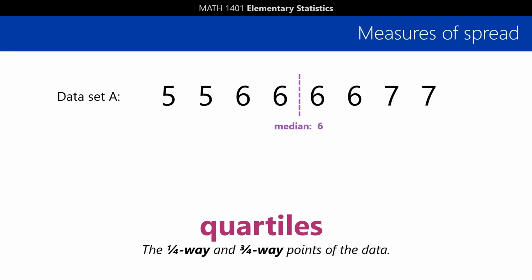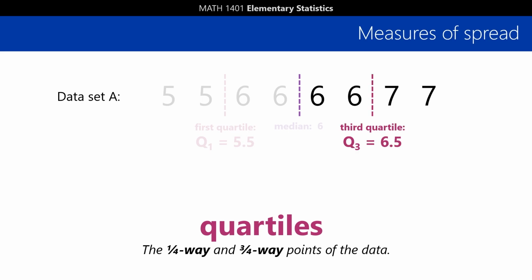To begin with, we know that the median is 6, which is the halfway point of our data. Now, if we look at the left half of the data, we can find its median, which is 5.5. This number is called the first quartile, or sometimes the lower quartile, and it's denoted Q1. On the other hand, if we look at the right half of the data, we can find its median, which is 6.5. That's what we call the third quartile, or sometimes the upper quartile, and it's denoted Q3.